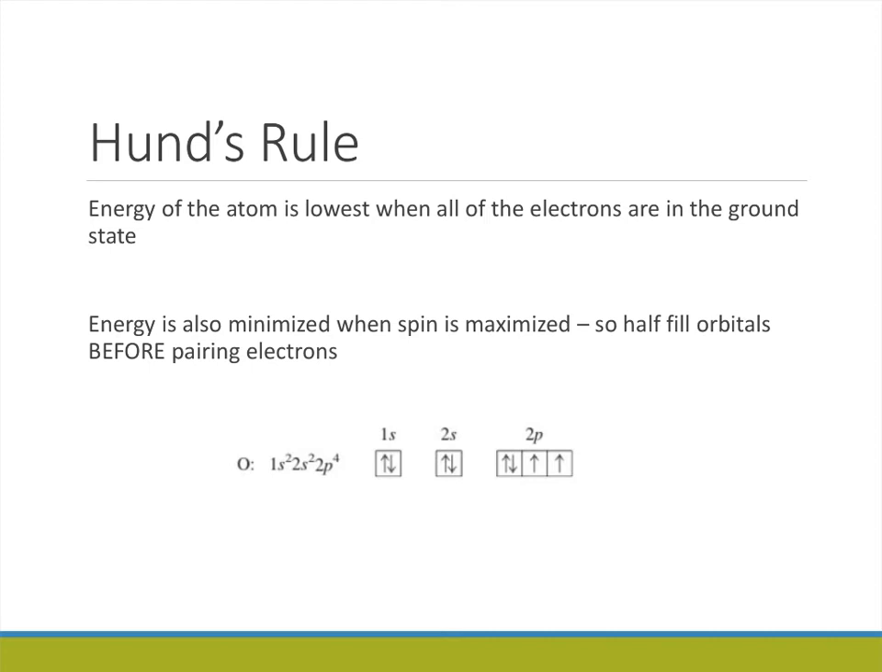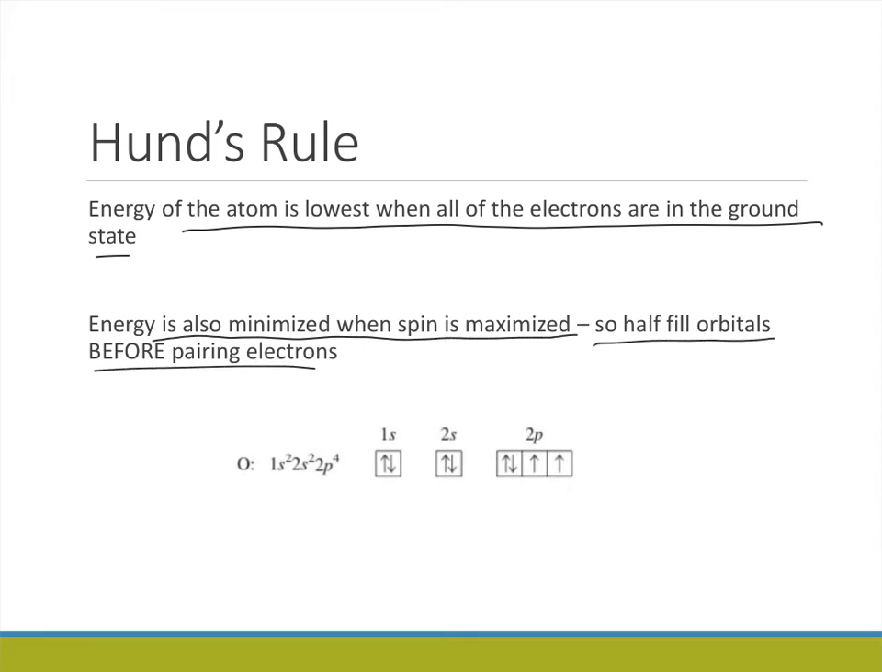There are several different ways to state Hund's rule, but the energy of the atom is lowest when all of the electrons are in the ground state. And energy is also minimized when spin is maximized. So that means that we half-fill orbitals before we pair electrons. This is best seen in a box diagram for something like oxygen.